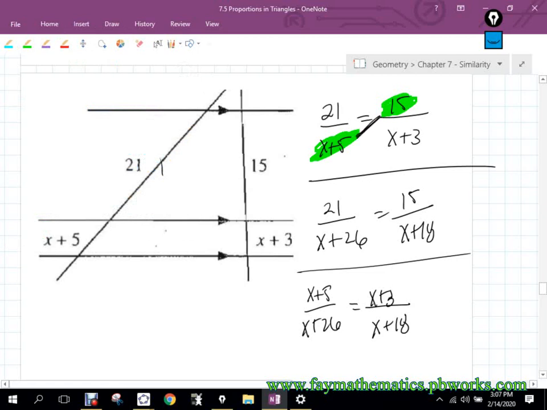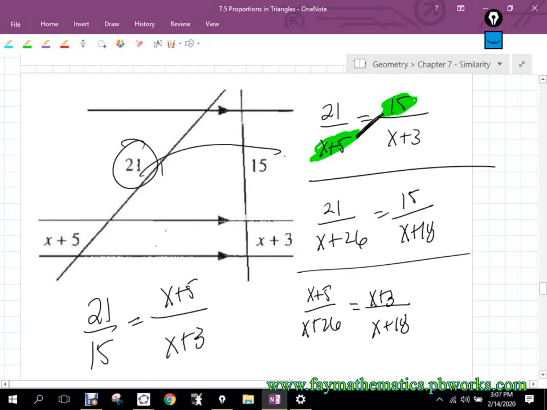If we interchange those, if I cross multiply either way, x plus 5 times 15 or 15 times x plus 5, don't I get 15x plus 75? So I can flip-flop those. So let me flip-flop those. I get 21 over 15 equals x plus 5 over x plus 3. Visually, that's how I compare that one to that one, and then this one to that one. Does that make sense?